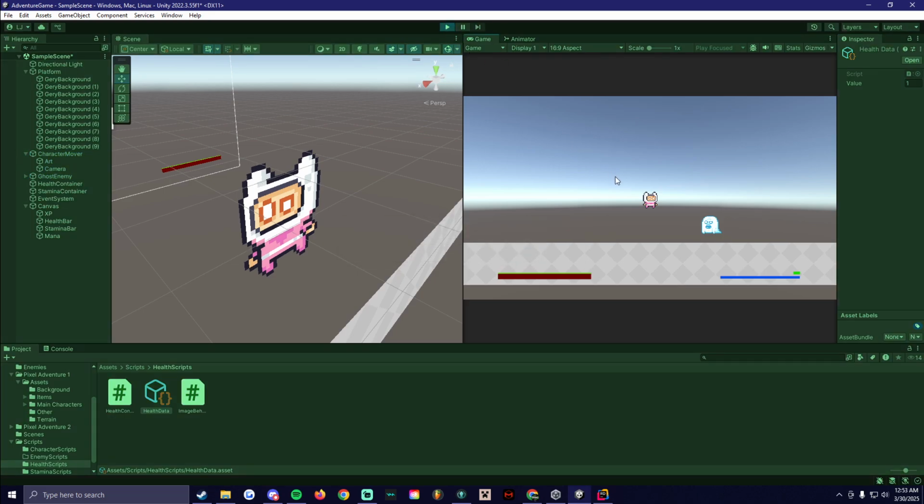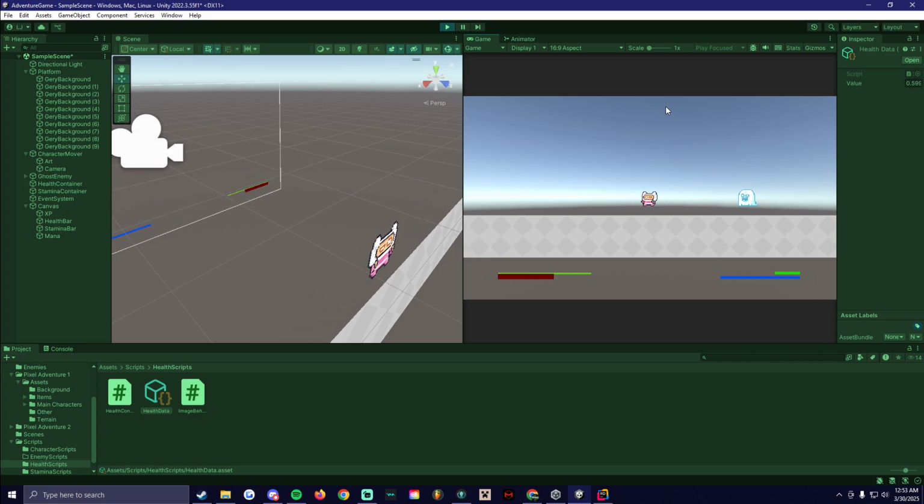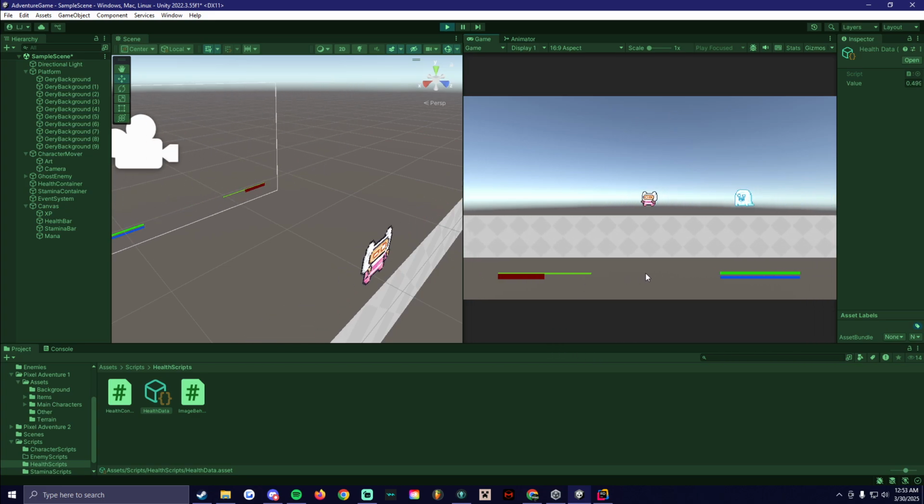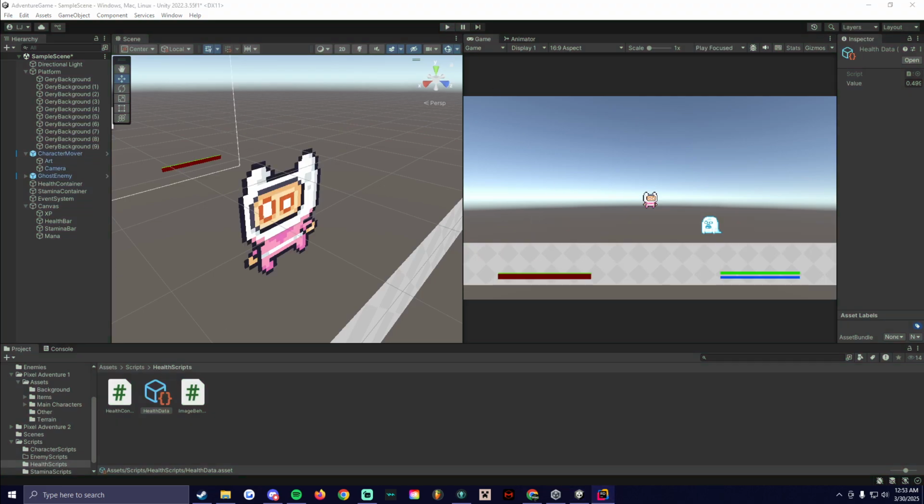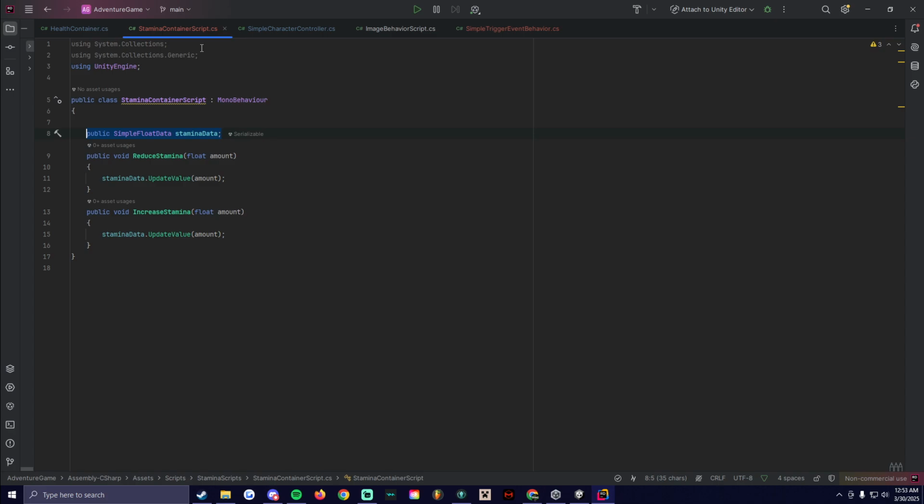I have it so, I guess when the player starts, it increases from 0 to 1, and then when I'm running, it decreases. You can see the health is working too. And then when I'm not running, it increases back. Yeah, that kind of took me a second to figure out.